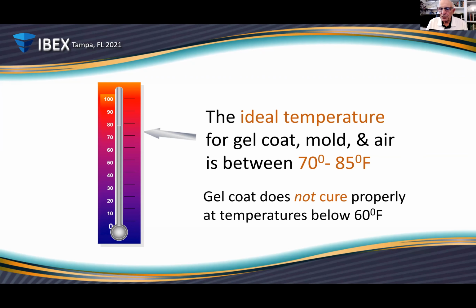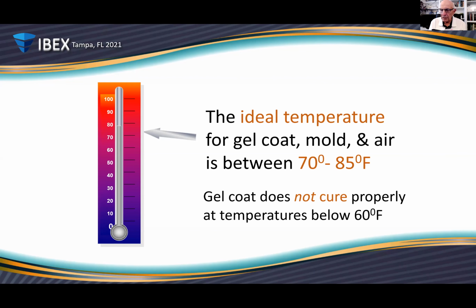So the ideal temperature for gel coat would be that the mold, gel coat, and air would be between 70 and 85 degrees. Well, that's great if your shop is there sometimes. So let's throw this on the table. Polyester gel coat does not cure well at temperatures below 60. If you get below 60, you're not going to get the cross-linking density that you would get at 65 or 70. It simply doesn't cure well. And that's polymer chemistry. Time does not take care of that.